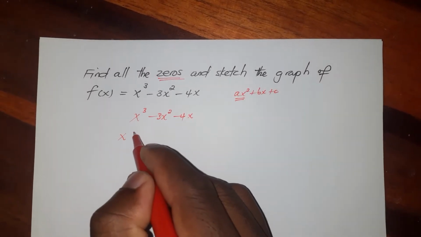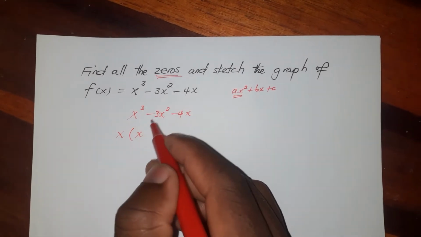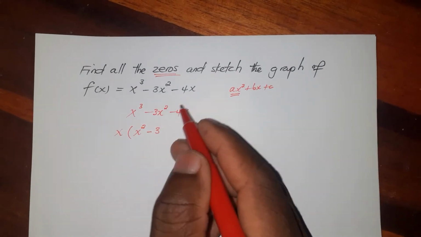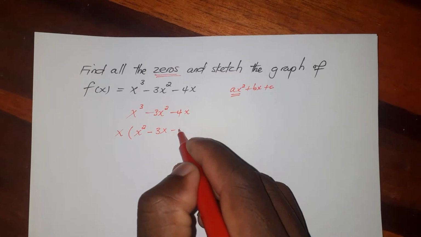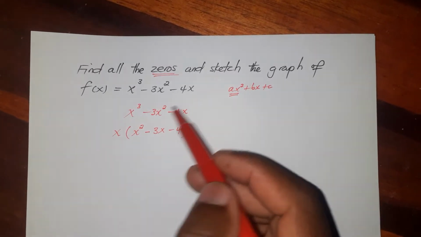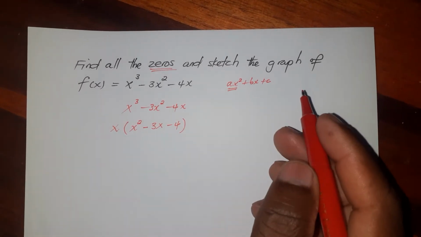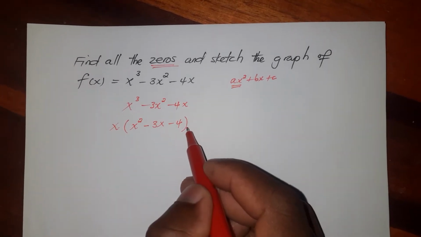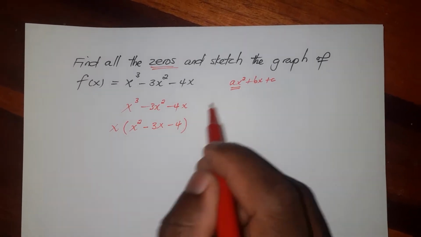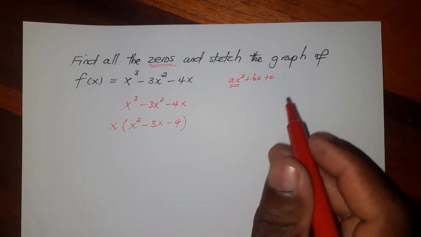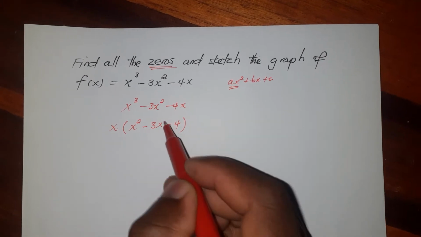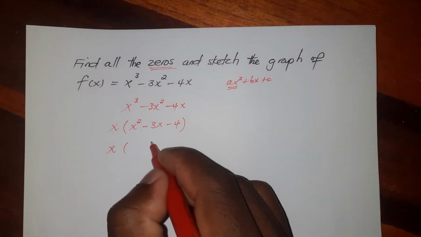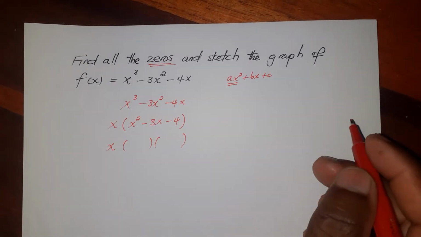So if we can do that, then the first term is going to be reduced by 1 to be x squared minus 3. The square there will be reduced by 1, then we have only x, and then minus 4. We factor out the x. After that, what we now have inside the brackets is a quadratic expression. Now we have to factorize that expression. Now factorizing that, let's write two brackets like that.